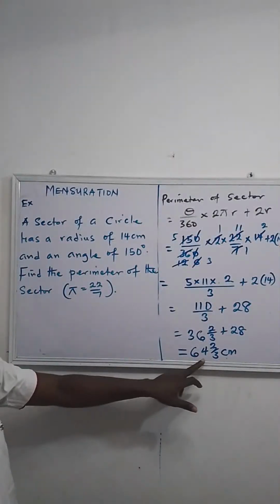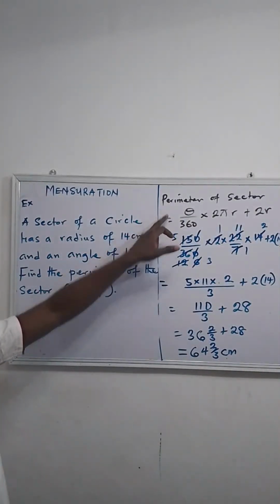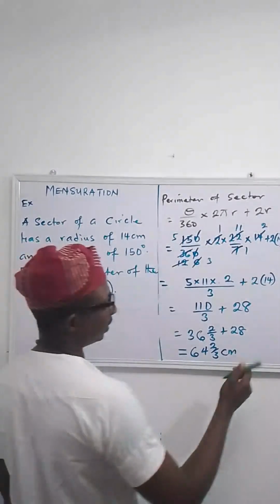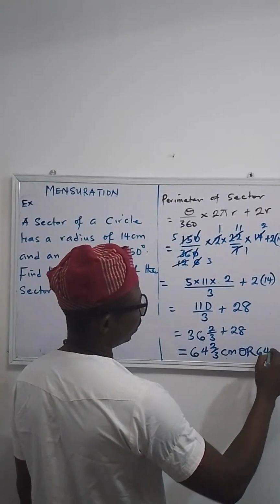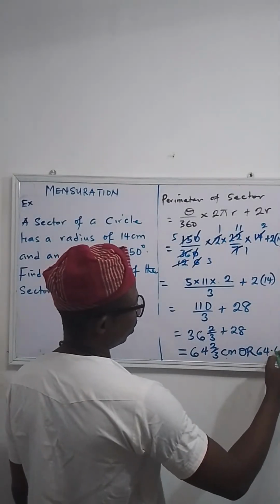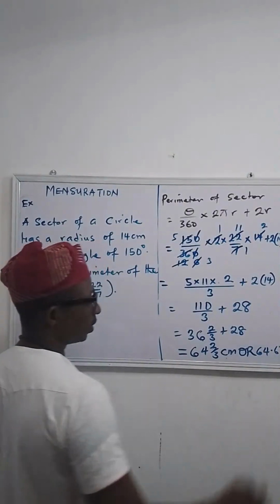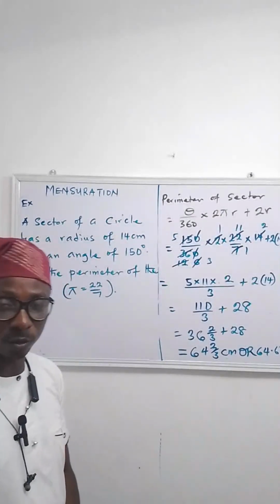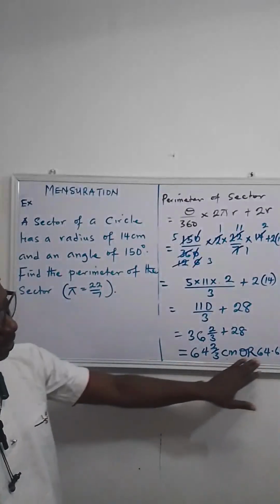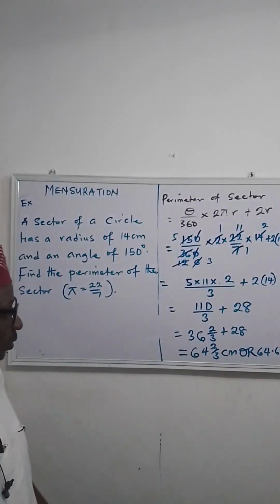This is the perimeter of the sector. Or you express your answer in decimal form. That is going to be 64.67 degrees. All right, which is the same thing with what Toyosi gave. All right, so that is correct. So Toyosi, you can put your hands together for yourself. That's good. Very smart of you. So this is the answer to the problem.